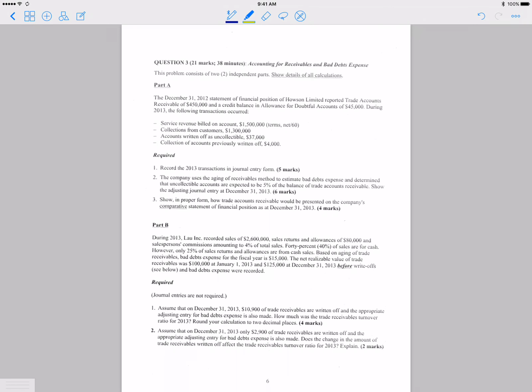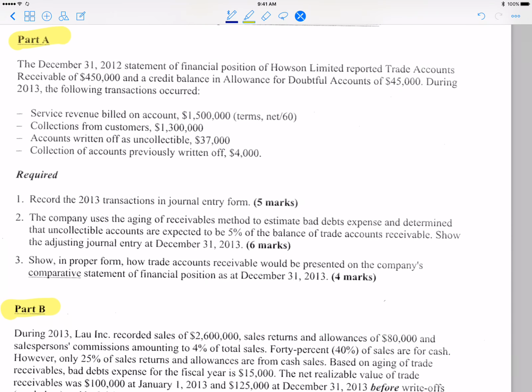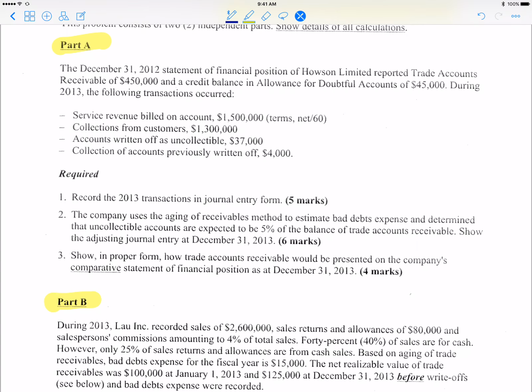2011 midterm for COMM 217. This problem focuses specifically on accounting for receivables and bad debts expense, and it's a two-part question. So we have part A, part B. So let's get ahead and let's start with part A. I'm just going to zoom in a little bit so we can better read the question.